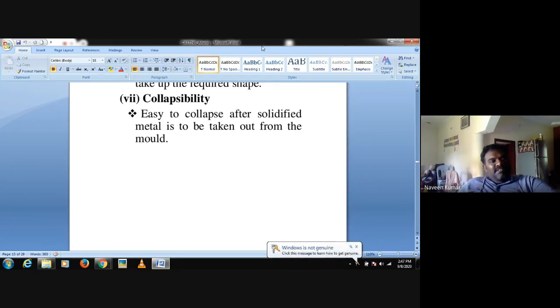Under the compressive forces generated due to contraction of the molten metal during solidification.